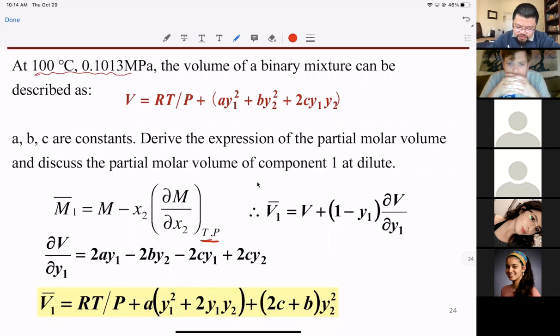Anyway, let's move on. So the volume here is the total volume. So again, you need to read and understand the equation with the help of the statement. The total volume of a binary mixture can be described as the equation below. A, B, C are constants, and we need to derive the expression of the partial molar volume and discuss the partial molar volume of the component 1 at dilute. What does that mean by dilute?